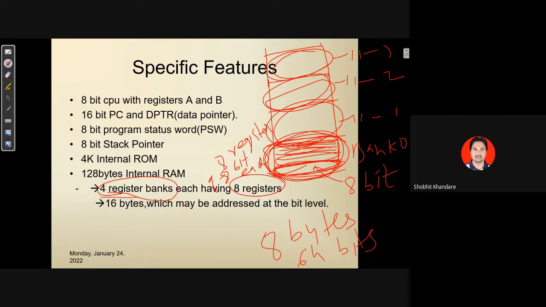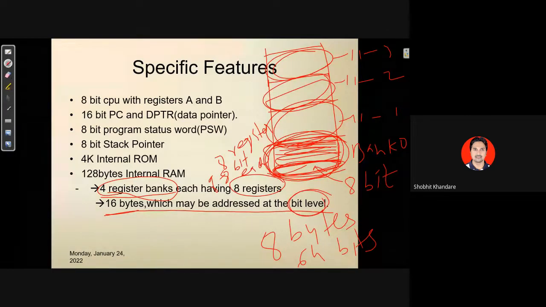तो आपको ये पता चला. This thing we will see when I'll be talking about memory organization. क्या लिखा है यहाँ पे? 16 bytes which may be addressed at the bit level. Okay. तो ये सब हम बाद में देखेंगे.